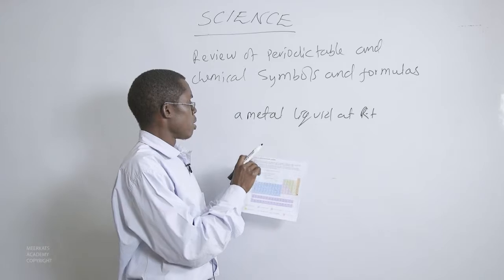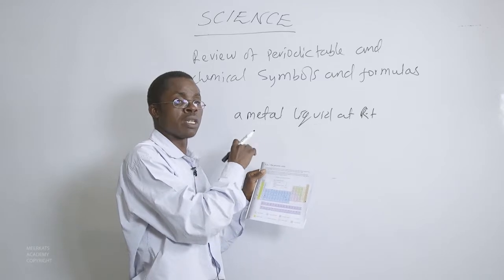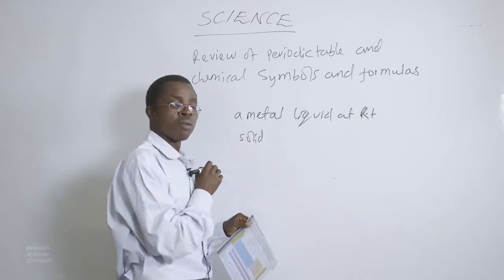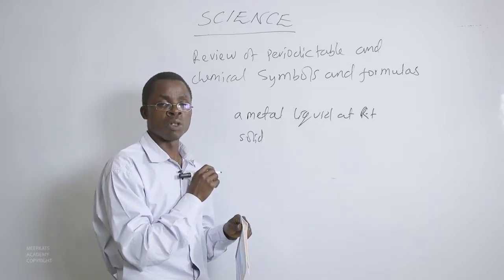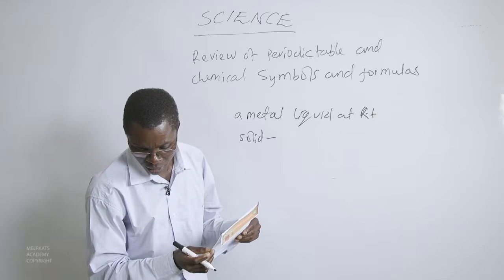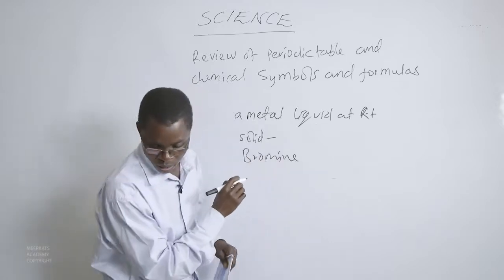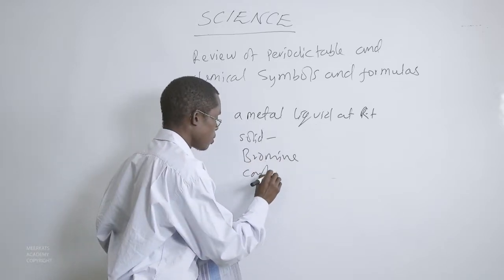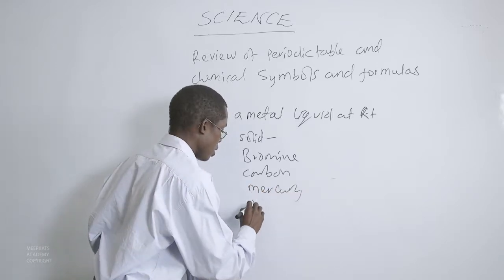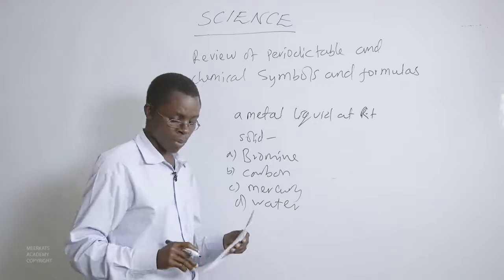So, checking on the history of the metals as we talked about them in our previous lessons, we discovered that most metals are solids at room temperature. However, the unique one, may I give the options so that we can get it from there? We have bromine, carbon, mercury, and lastly we have water. This one is A, B, C, and D.